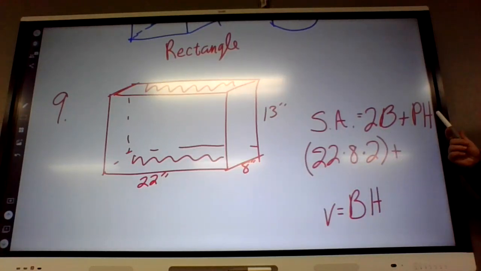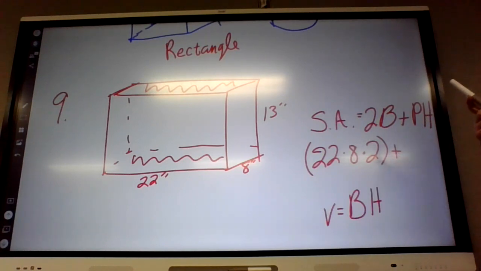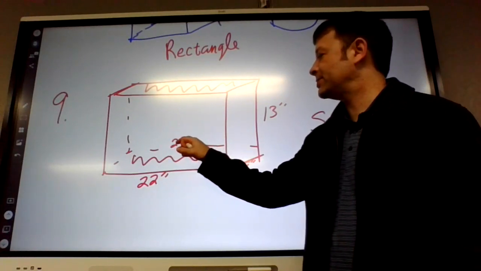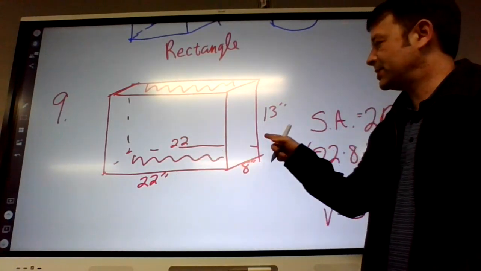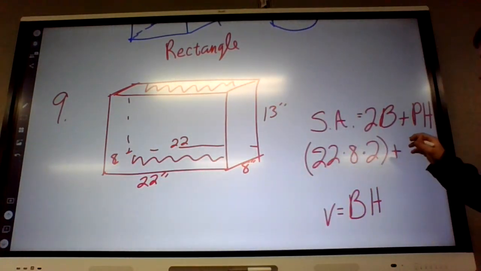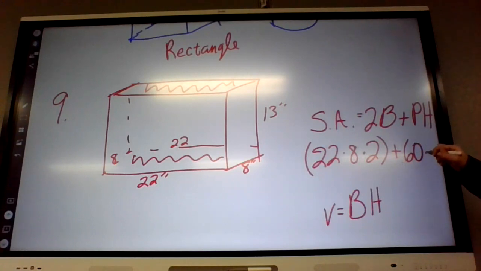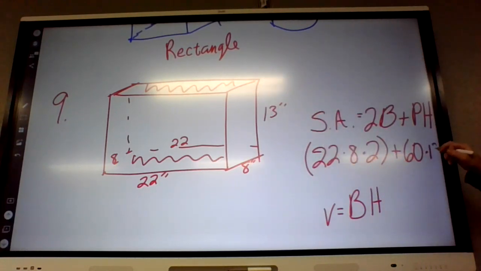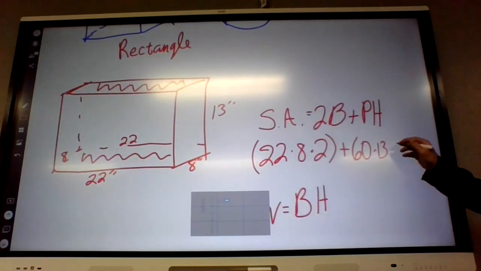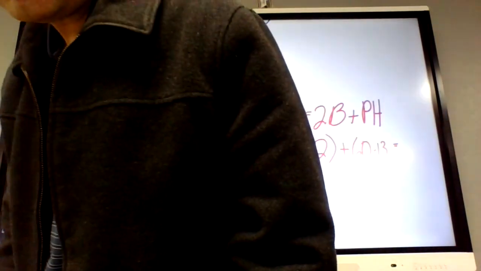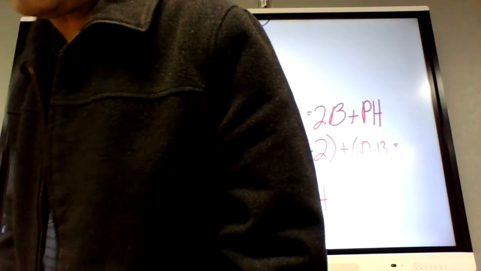Plus, what is the perimeter? What do I mean by P right here? Yeah, perimeter means if I'm walking around the base, how far is it to walk? 22 plus 8 plus 22 plus 8. Yeah, 60 is the perimeter. 60 feet times the height of the prism, 13. Plug all that in. And let's see, what's it spit out? 1132.